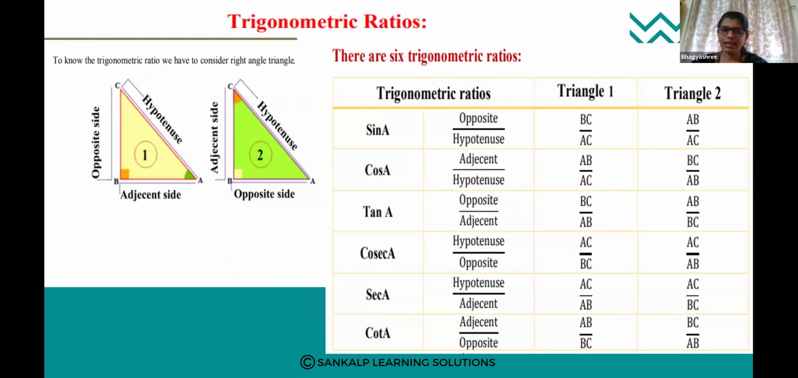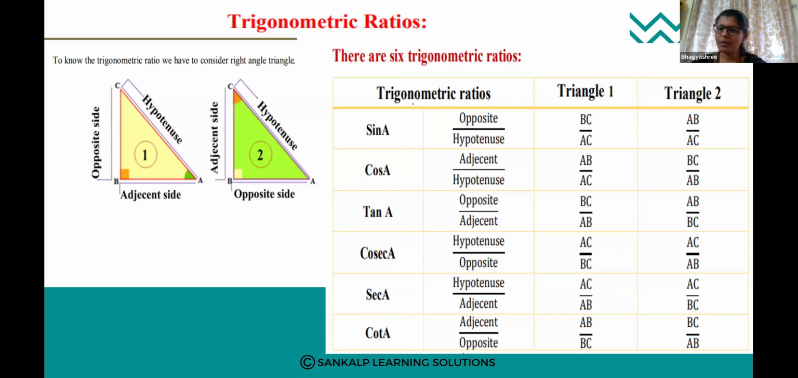Like that, here trigonometric ratios. Trigonometric ratios means what? Here we are comparing the sides. Ratios means comparison. What do we compare now? Let us compare the sides. So to know the trigonometric ratios, we have to consider a right angle triangle. Yes, already we know, this is a right angle triangle.